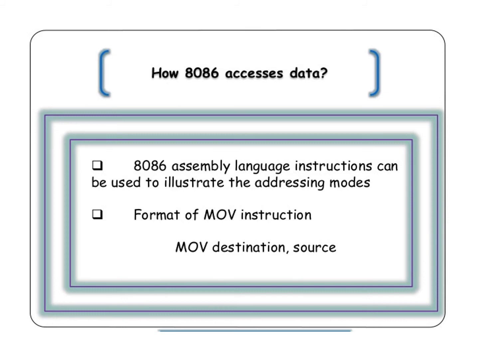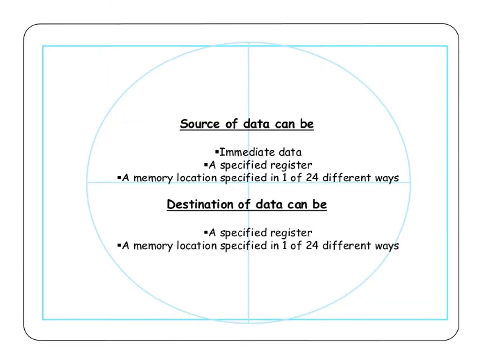8086 assembly language instructions can be used to illustrate the addressing modes. Format of the move instruction: MOV destination, source. Source means where you want to take the data from. The source of the data can be immediate data, a specified register, or a memory location specified in one of 24 different ways. That means we can specify a memory location in 24 different ways.